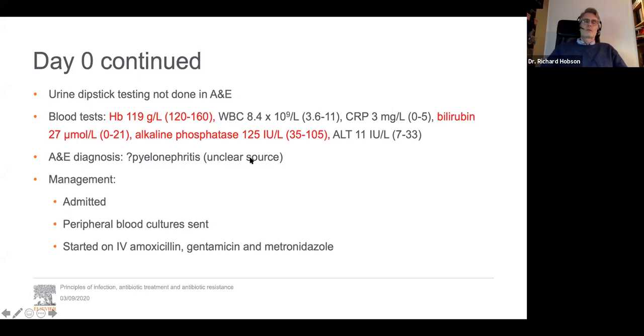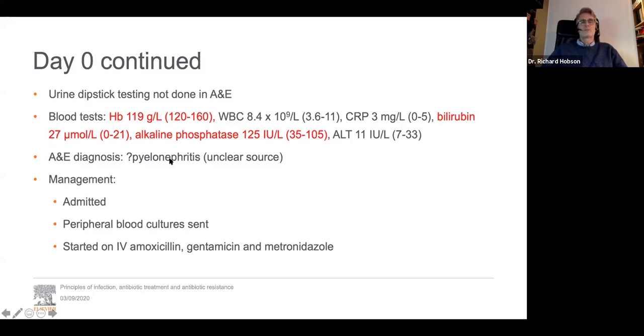The A&E diagnosis, there was no differential diagnosis list in this case. The A&E diagnosis was query pyelonephritis, but then in brackets it said unclear source. So I think what that probably means is number 1 is pyelonephritis, number 2 is some other source of infection, which I, the admitting doctor, haven't established.